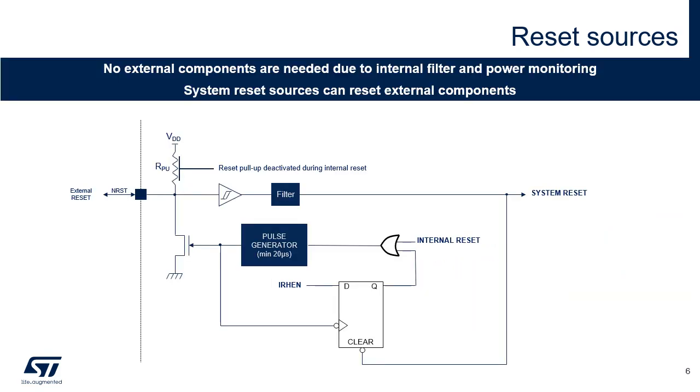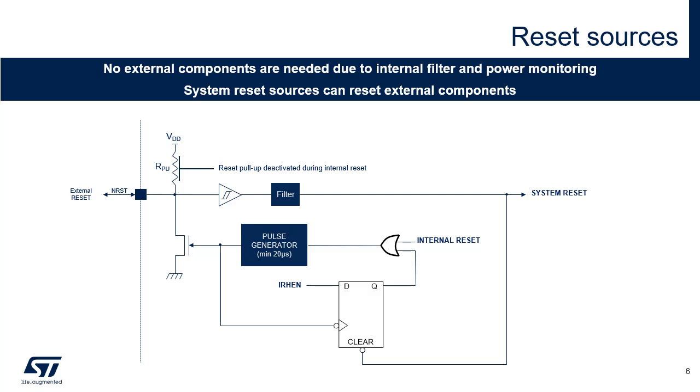This slide shows a simplified block diagram of the system reset. All internal reset sources drive a reset signal on the NRST pin, which can also reset other components on the application board. No external reset circuitry is required, thanks to the internal glitch filter and power monitoring feature, which ensures a reset when VDD drops below the threshold.